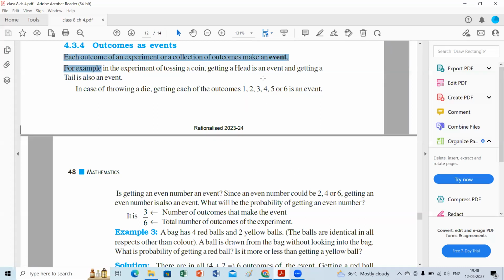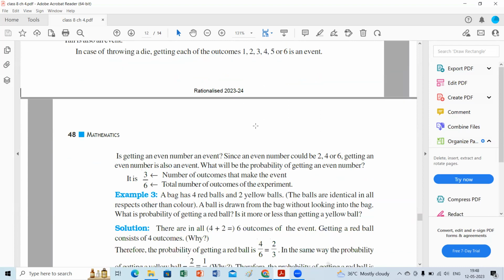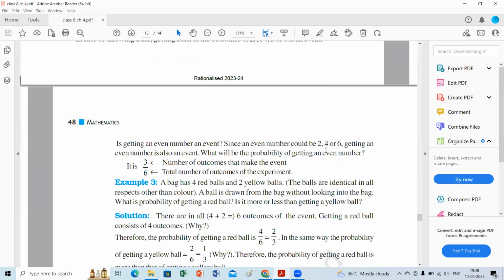How many prime numbers do you have here? There are 3 prime numbers. That means 3 outcomes, 3 possibilities out of 6. That's half. Like that, multiple questions you may get, children.